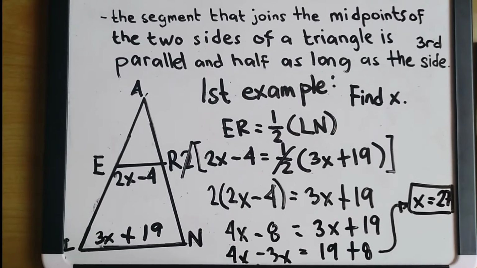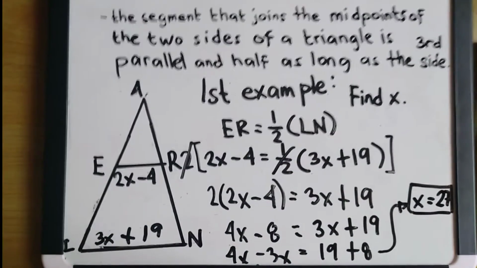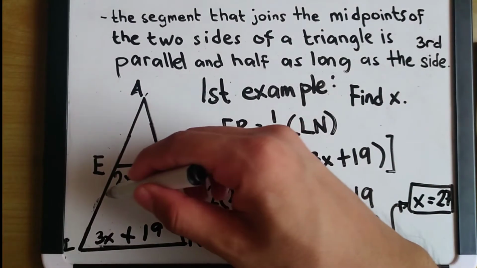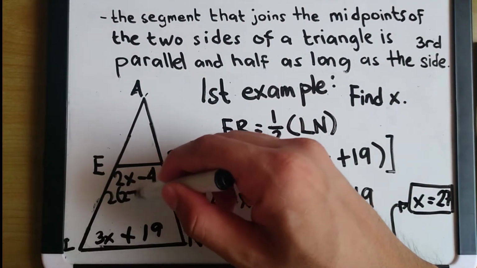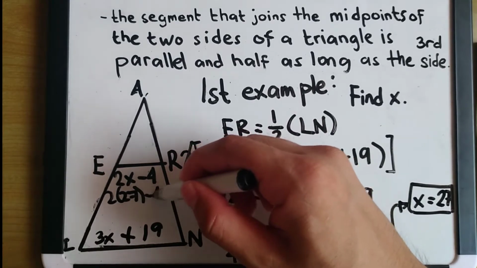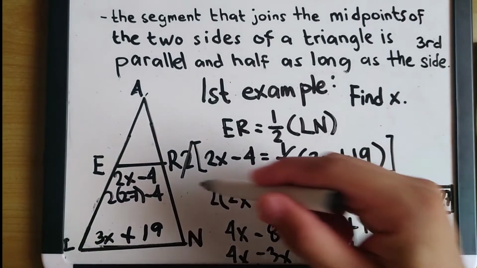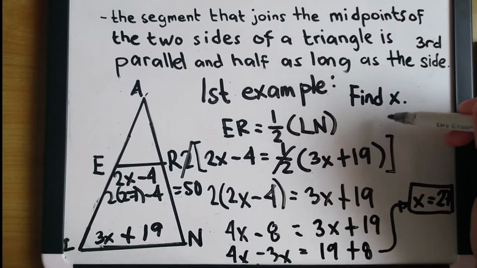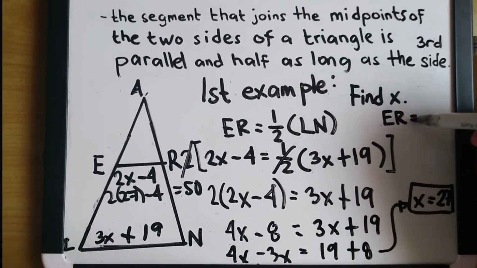Now we have the value of x. Let us substitute the value of x to find the measure of mid-segment ER. Mid-segment ER is equal to 2x minus 4. Our x is 27. 2 times 27 is equal to 54. 54 minus 4 is equal to 50. So mid-segment ER is equal to 50.